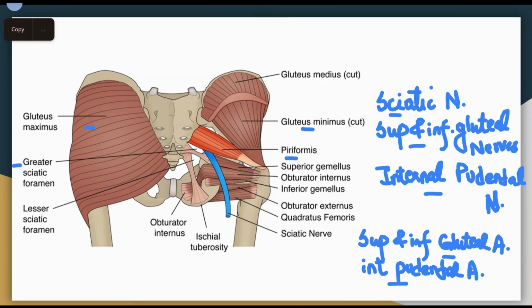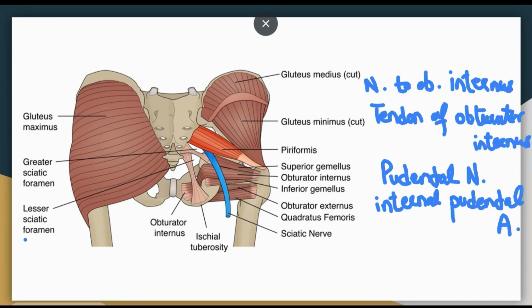Out of these, the sciatic nerve is the main innervation of the posterior aspect of the thigh as well as the leg. The superior gluteal nerve innervates the gluteus medius and minimus, and the inferior gluteal nerve innervates the gluteus maximus. We have discussed previously that the internal pudendal divides into three branches: the rectal, perineal, and the dorsal nerve to the penis in men and clitoris in females. Out of these, the perineal nerve supplies the perineum.